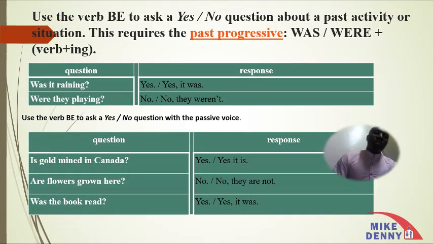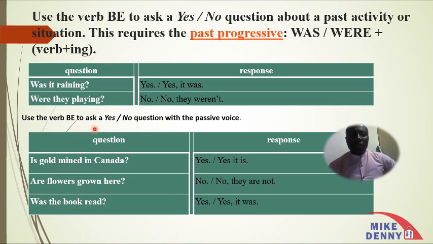Also note that we use the verb to be to ask a yes or no question about a past activity or situation. This requires the past progressive, was or were plus verb plus ing. For example, was it raining? See the verb was plus ing. Was it raining? That's to tell us it's a past progressive tense. Yes or yes it was. Were they playing? No or no they weren't.